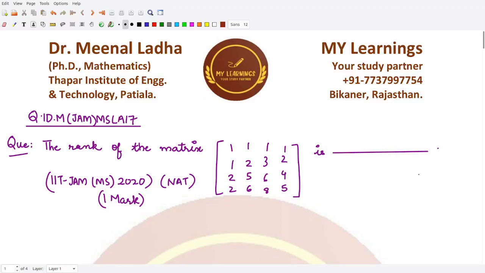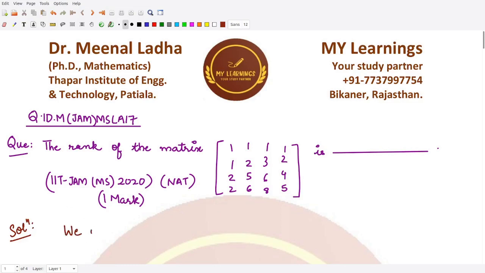In this video we are going to solve a question again from the IIT-JAM Mathematical Statistics paper 2020. This is a numerical answer type question and it is a 1 mark question. Here they are asking what is the rank of this 4x4 matrix. So let's go ahead and solve for the rank of the matrix.